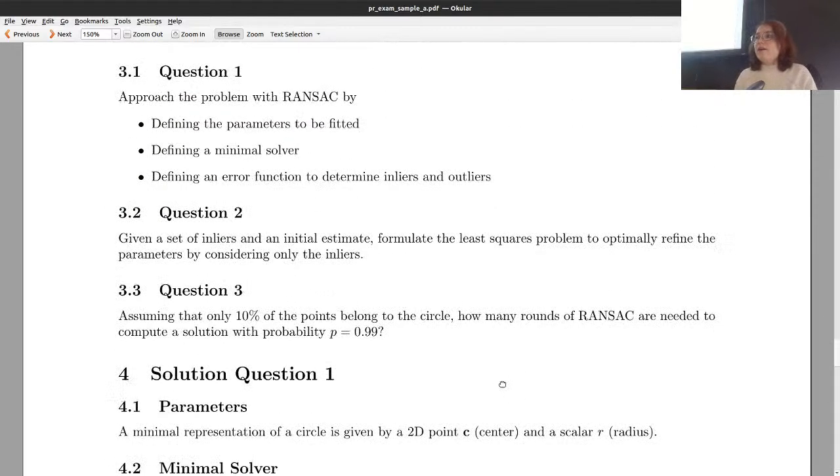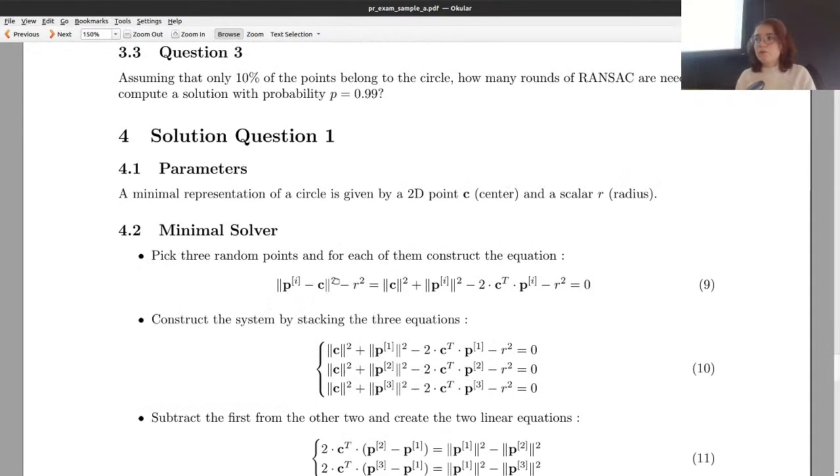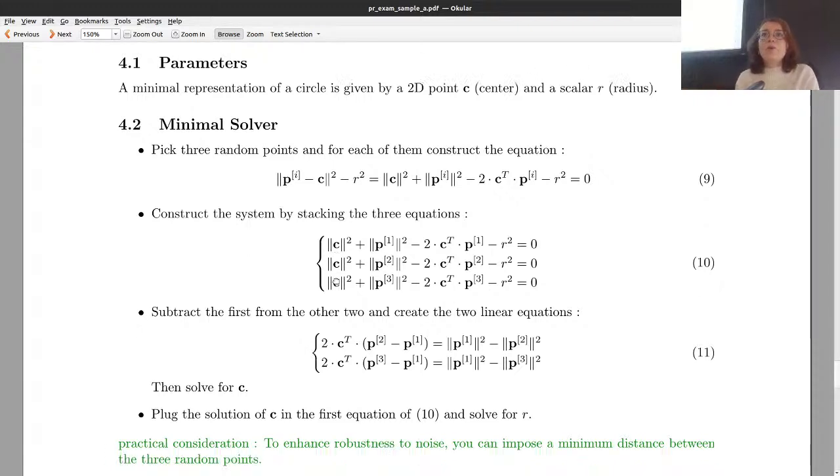Question 1 is determine the parameters to be fitted for our curve. Of course, determine the minimal set, then define the minimal solver. So, in this case, we want to fit a circle in R2, so a minimal representation of a circle in R2 is given by its center and its radius. Its center is a 2D point, so belongs to R2, while its radius is a scalar belonging to the set of real numbers. So a minimal representation of a circle belongs to R3, and it's composed of the center and the radius of the circle.